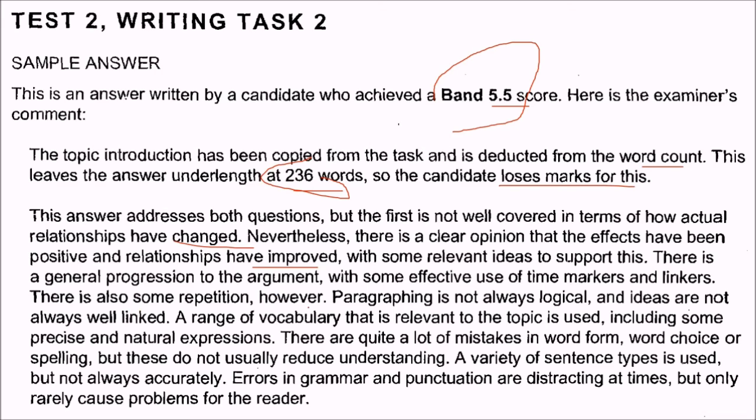There is also some repetition, however. Paragraphing is not very logical and ideas are not always well linked. A range of vocabulary that is relevant to the topic is used, including some precise and natural expressions. There are quite a lot of mistakes in word form, word choices, or spellings, but these do not usually reduce understanding. A variety of sentence types is used, but not always accurately. Errors in grammar and punctuation are distracting at times, but only really cause problems for the reader.